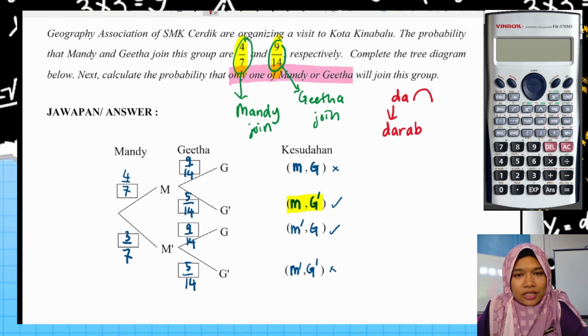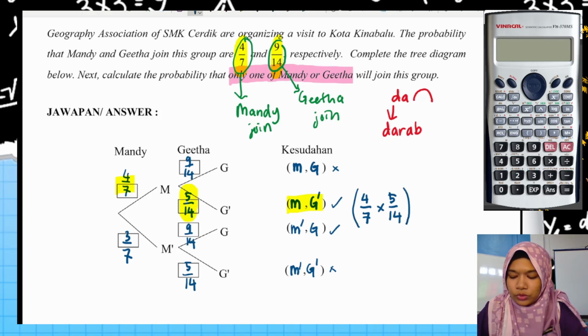Okay, Mandy join and Gita not join. So, you will multiply the probability. Probability mana? Mandy join 4 over 7. Gita not join is 5 over 14. So, here will be 4 over 7 times 5 over 14. Ini satu. Untuk Mandy join, Gita not join.